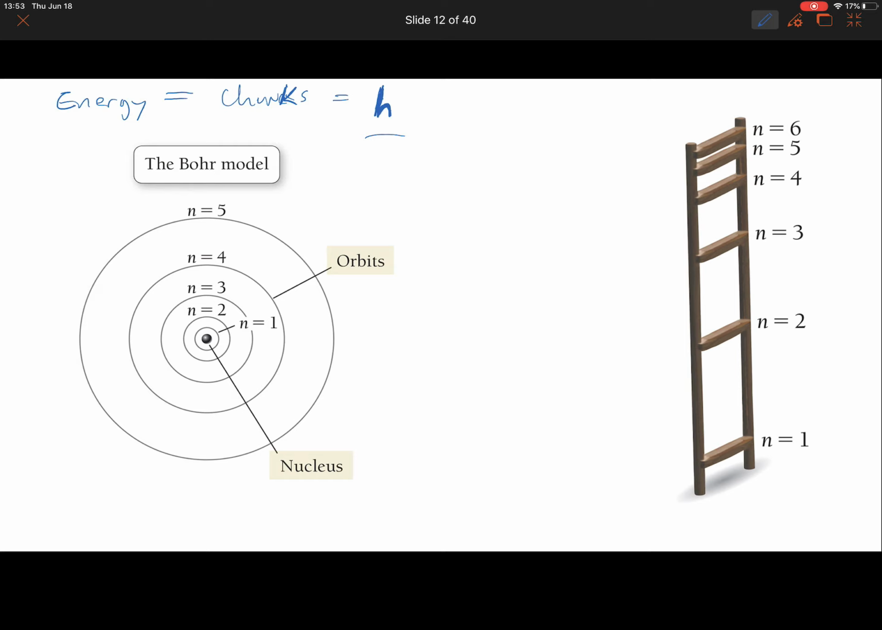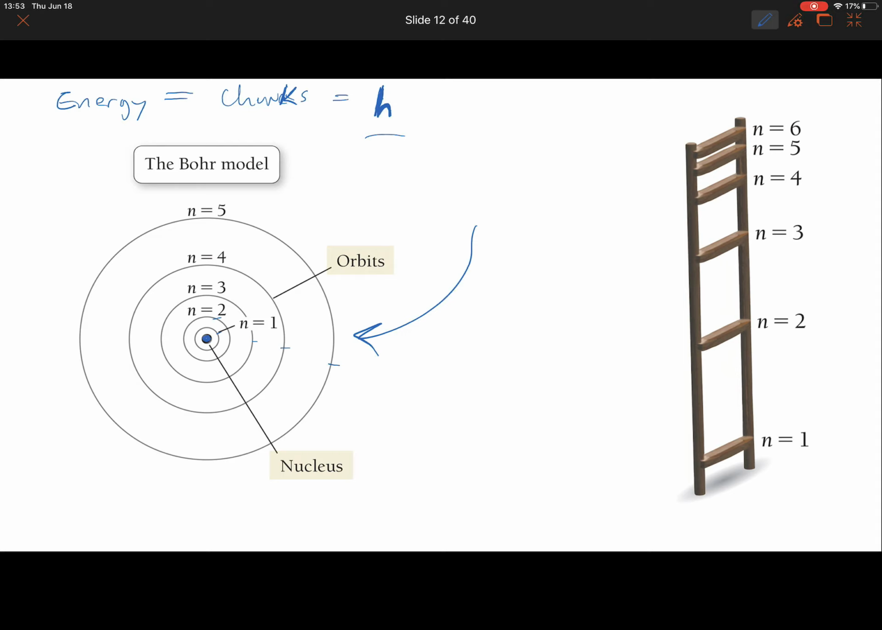Similar to how money only has certain values, he thought maybe energy levels inside the atom also only have certain allowed energy levels. So he came up with what we call the Bohr model of an atom, which has shells. Each of these shells surrounds the nucleus. The nucleus is in the middle, and we would number these: the n equals 1 shell, the n equals 2 shell, the n equals 3, 4, and 5 shells.